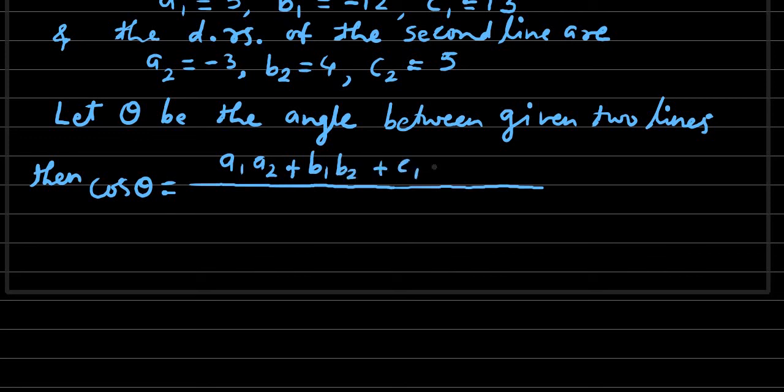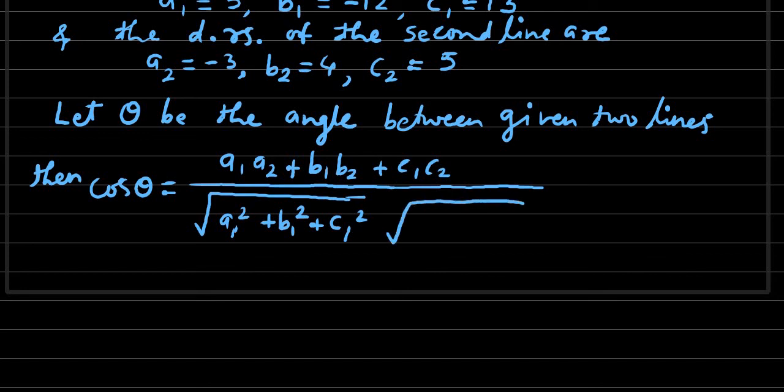plus C1 C2 divided by square root of A1 square plus B1 square plus C1 square into square root of A2 square plus B2 square plus C2 square. This is the formula for finding the cosine of angle theta between given two lines. Now we'll put the values here.